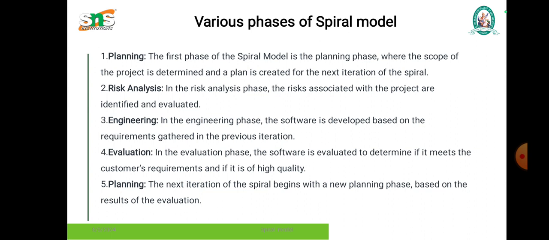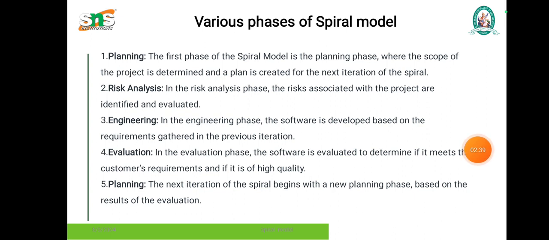The first one is planning. The first phase of the spiral model is the planning phase, where the scope of the project is determined and a plan is created for the next iteration of the spiral. The second phase is risk analysis. In the risk analysis phase, the risks associated with the project are identified and evaluated. The third phase is engineering. In this phase, the software is developed based on the requirements gathered in the previous iterations.